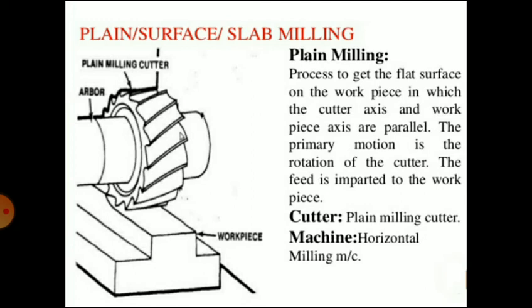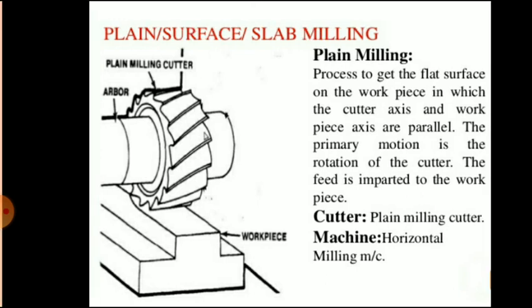These cutters are used for milling plain or flat surfaces. The cutter rotates about an axis parallel to the work surface. Depth of cut is adjusted by rotating the vertical feed screw, and then the work is fed perpendicular to the axis of rotation of the cutter, so that the top surface can be finished.